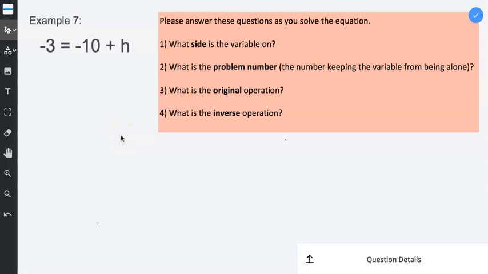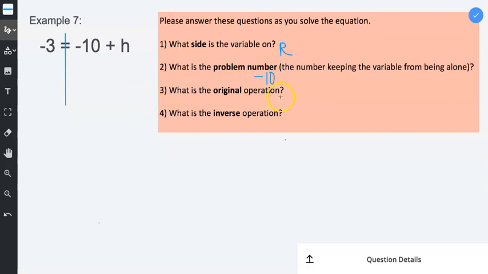In this video, we're going to work on example 7 and example 8 on one-step equations. Let's begin. What side is the variable on? The variable is on the right side of the equal sign, so I'm going to write an R for right. What is the problem number? The problem number is the -10. That is the number that's keeping the h from being alone on the right side of the equal sign.